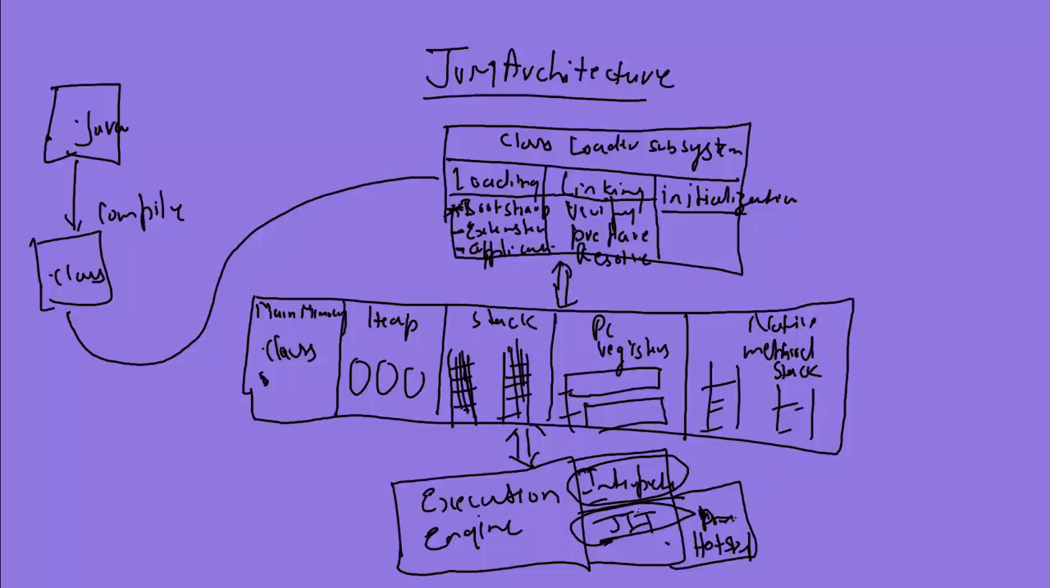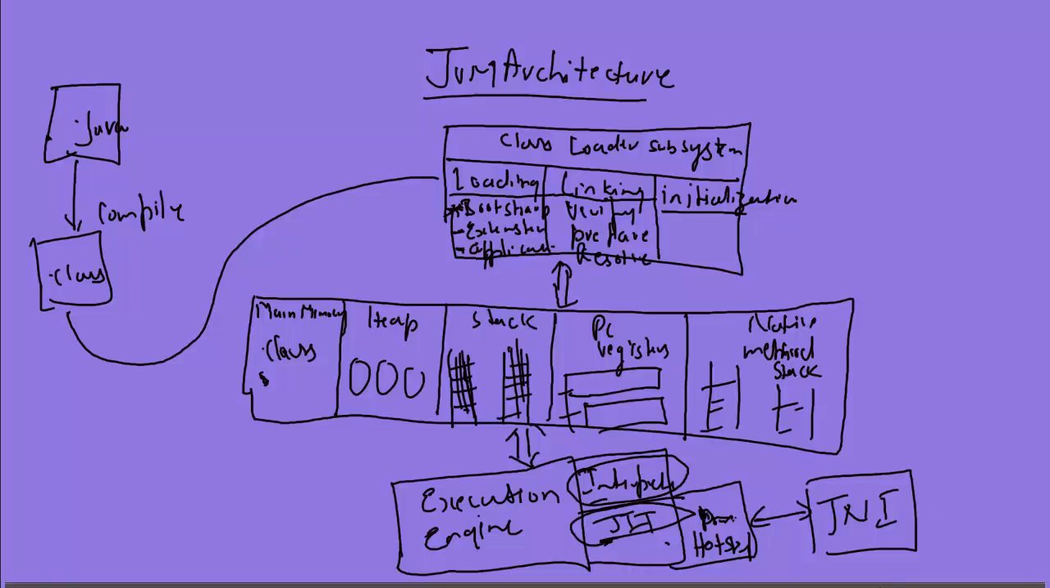Then next to the just-in-time compiler, there is something called JNI, the Java native interface, which is basically responsible for communicating with the native libraries and then executing the .class file and getting the output. This is just an overview of JVM architecture.